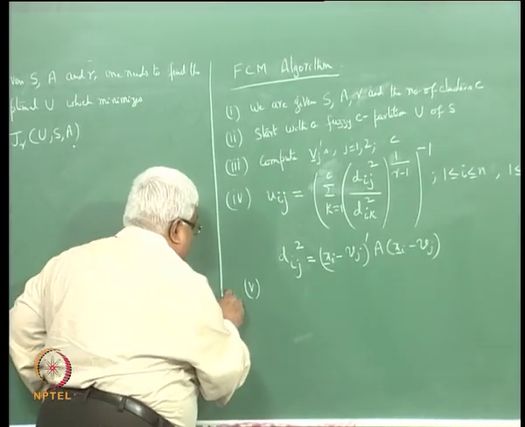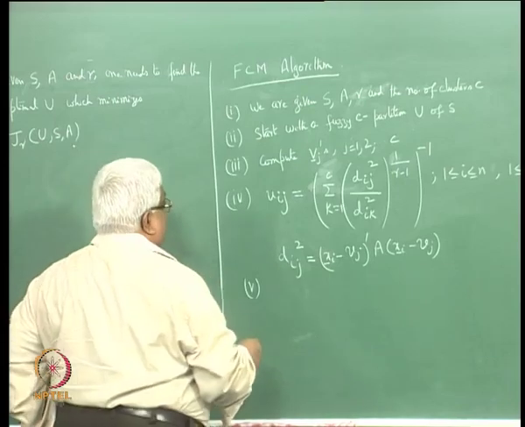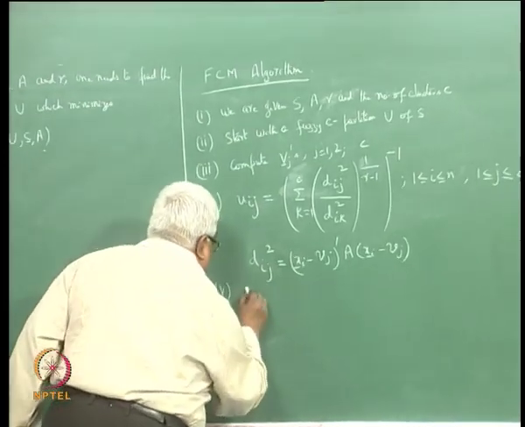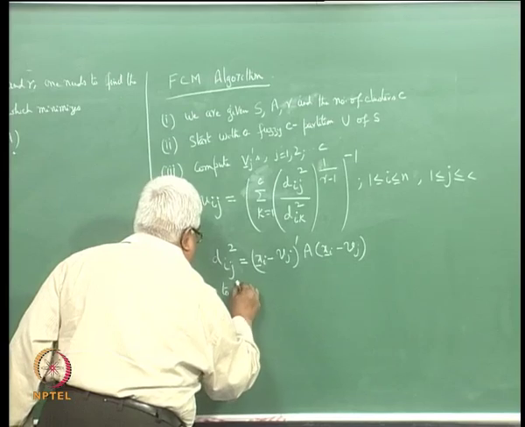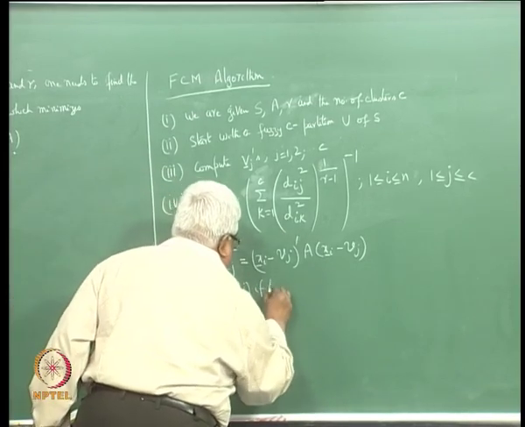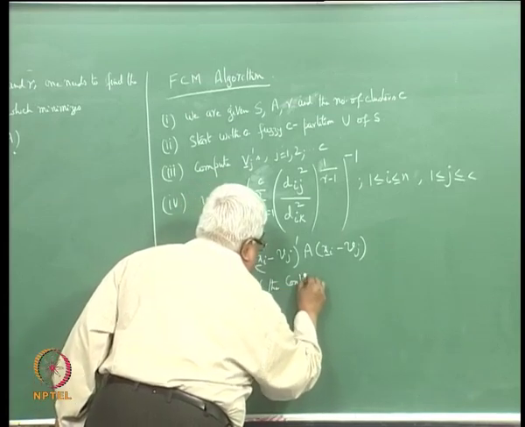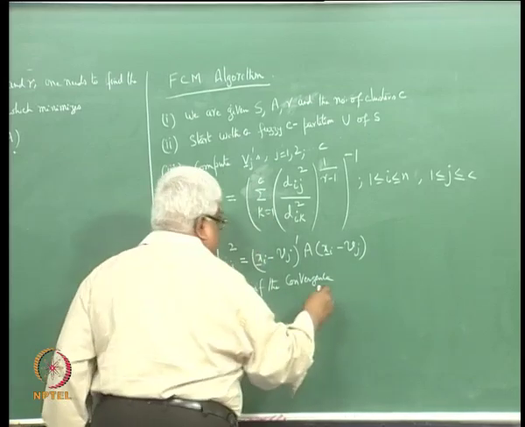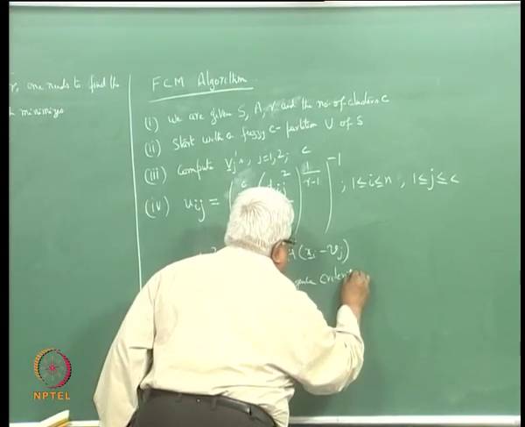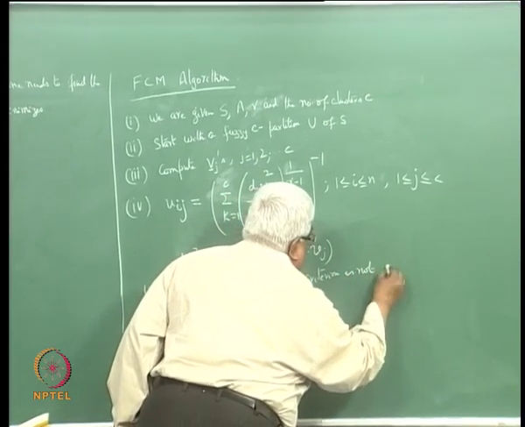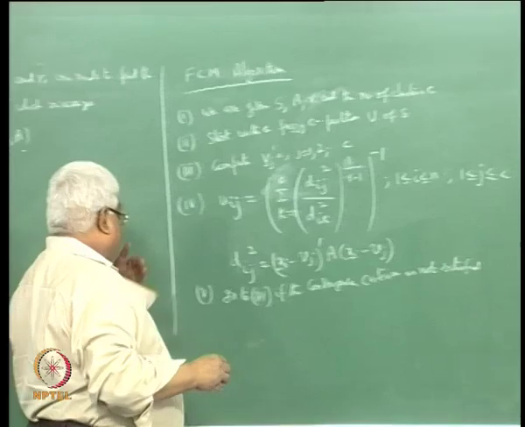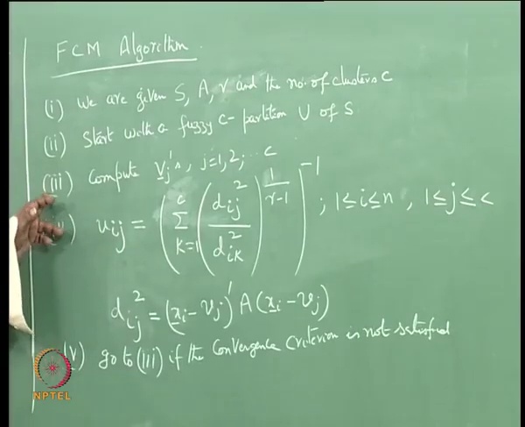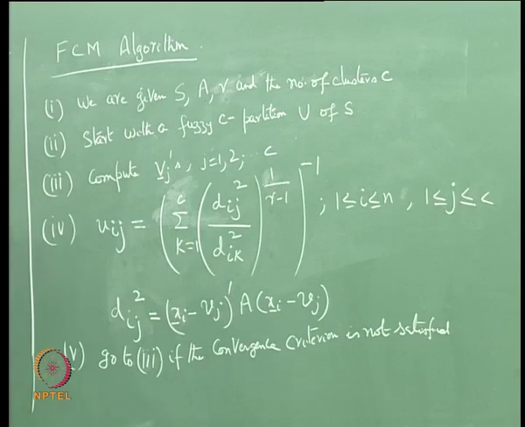The fifth step is: go to 3 if the convergence criterion is not satisfied. Go to 3 if the convergence criterion is not satisfied. What is the convergence criterion?